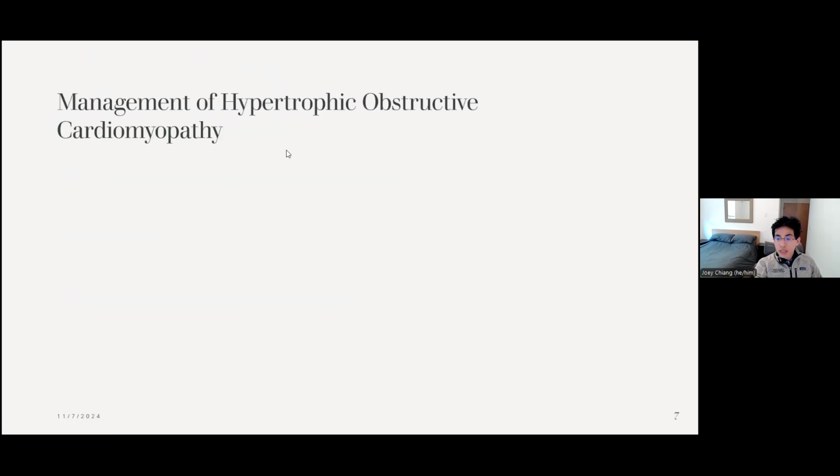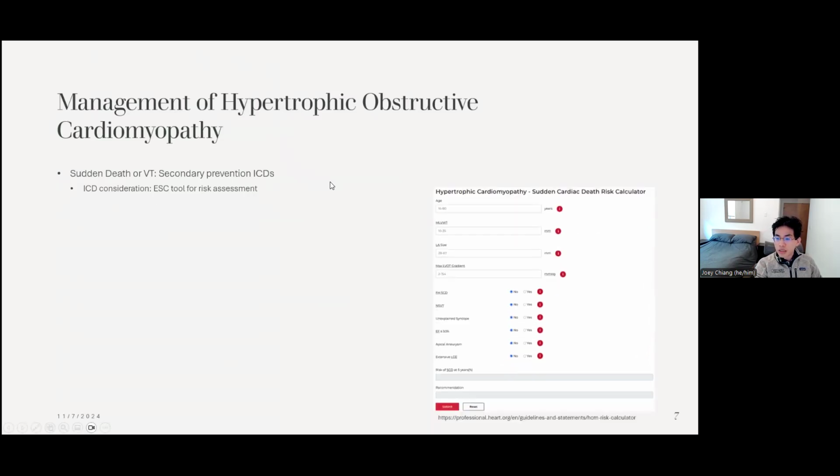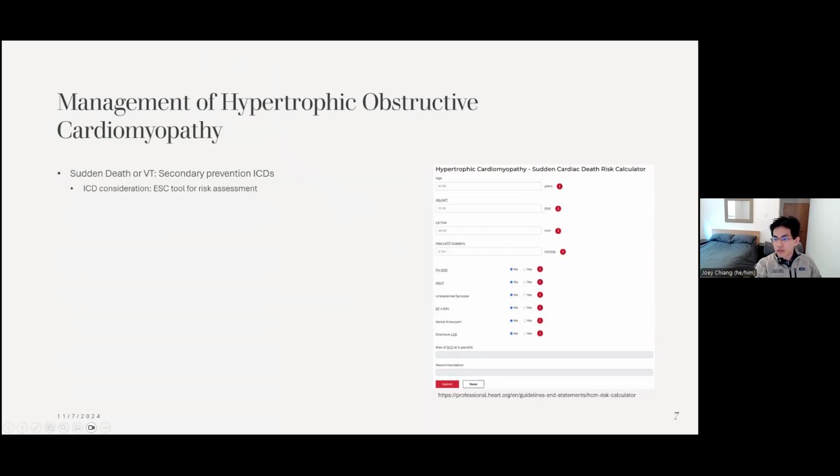As far as sudden cardiac death or VT, think about an ICD for patients. And there's a great tool for risk assessment. This comes from the European Society of Cardiology. You basically just plug in all the data there, and it'll help you figure out whether or not this patient would benefit from it. Also, if you have somebody with hypertrophic cardiomyopathy, you can refer them to cardiology.